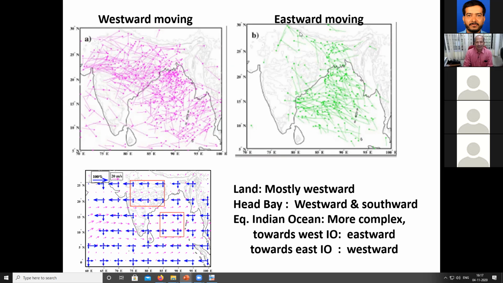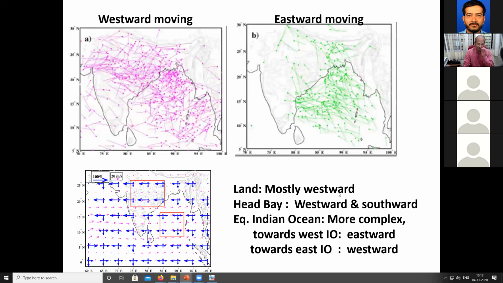If you see the eastward moving systems, very few of them are there over the Indian landmass, and most of the eastward motion is southeastward and occurs over the ocean only, or along the foothills of the Himalayas. On the other hand, westward motion is there almost everywhere. So when you take an average over 5 or 6 years, a pattern emerges. This full is 100%. If you look at westward, southward, northward, or eastward, then over land it's mostly westward.